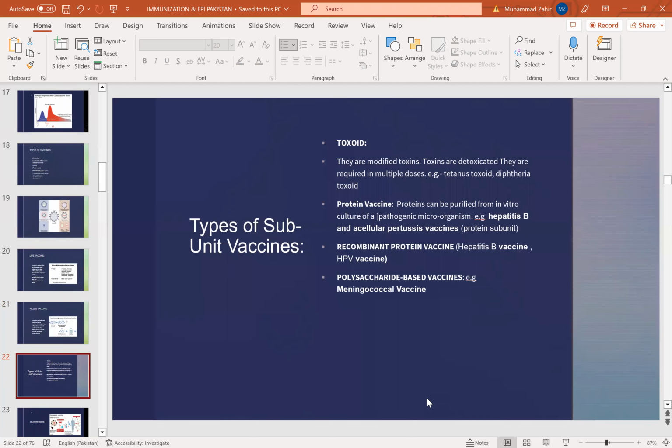Types of subunit vaccine, which include a toxoid. Toxoids are modified toxins; they are detoxified. They are required in multiple doses, like tetanus toxoid or diphtheria toxoid. Then the protein vaccines are purified from in vitro culture, for example, hepatitis B vaccine. Then the recombinant protein vaccines include hepatitis B vaccine, HPV vaccine. Polysaccharide-based vaccines include the meningococcal vaccine.